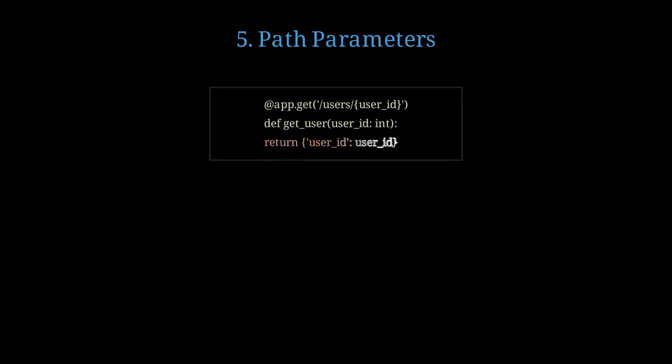Path parameters let you capture values directly from the URL. Path parameters are enclosed in curly braces in the route, and FastAPI automatically validates and converts them to the specified type. So, a request to /users/42 would automatically pass 42 as an integer to the user_id parameter.